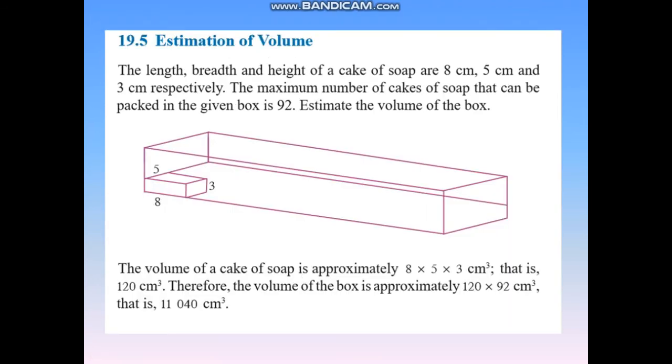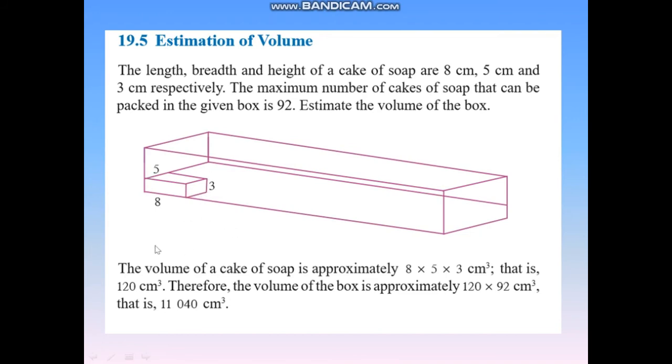Now we are going to estimate volume. In our previous lesson on area, we estimated the area. That means we get the area of a small portion and use it to estimate the area of the bigger figure. Now we'll see this question. The length, breadth and height of a cake of soap are 8 centimeters, 5 centimeters and 3 centimeters respectively. The maximum number of cakes of soap that can be packed in a given box is 92. Estimate the volume of the box.